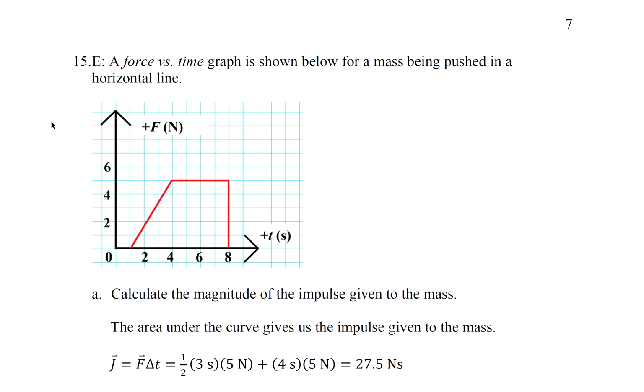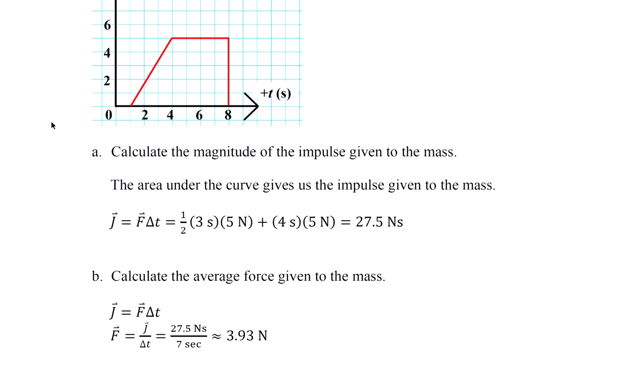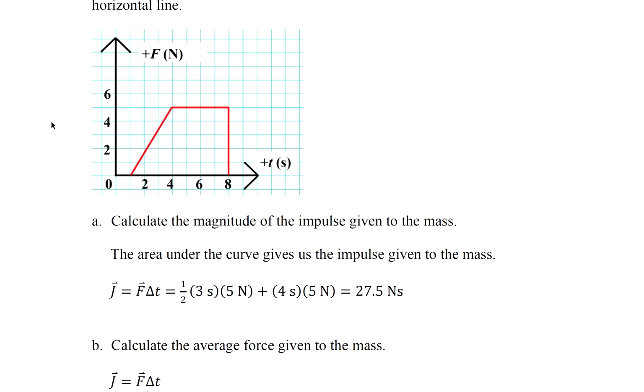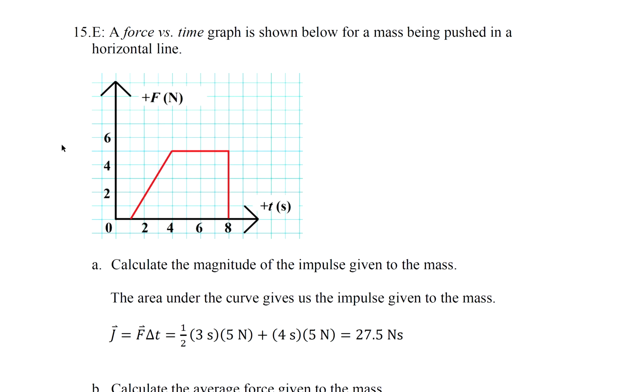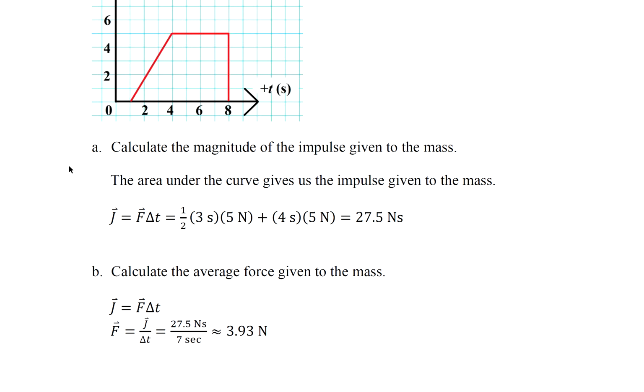Question 15. A force versus time graph is shown below for a mass being pushed in a horizontal line. Part A, calculate the magnitude of the impulse given to the mass. The area under the curve gives us the impulse given to the mass. So let's determine the area under the curve, and that's delta P, or F delta t. Part B, calculate the average force given to the mass. If we look at the image, there was a force versus time graph for 7 seconds. That's why we're dividing by 7 seconds.